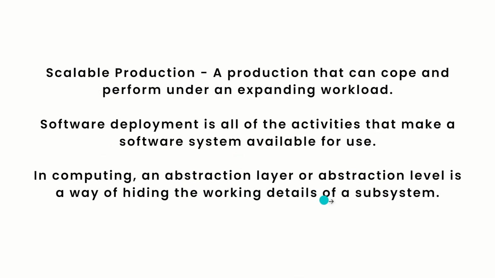Now scalable production basically means it can cope and perform under an expanding workload, which means it will only use the resources which are required at that point of time, and if there is more traffic and more people are using it at a time, it will just expand the resources being used, and that's how it will cope with the workload. Now software deployment is all of the activities that make a software system available for use, and abstraction is a way of hiding the details of a subsystem.